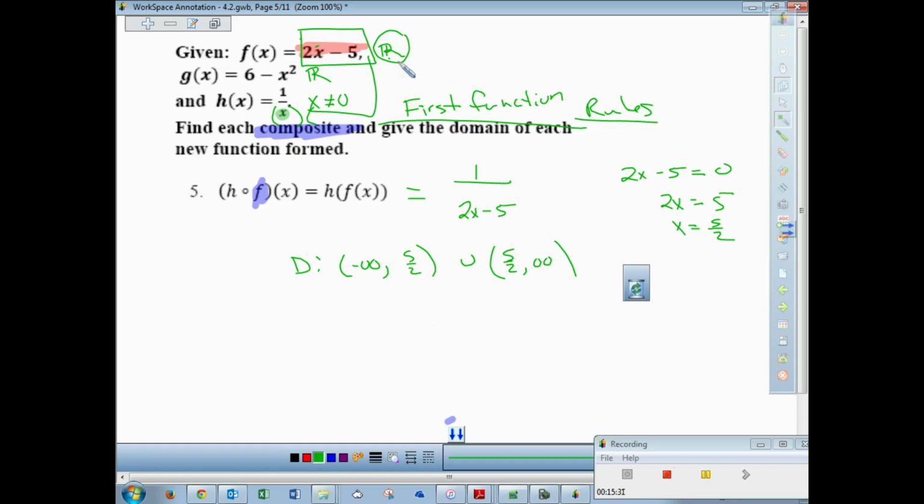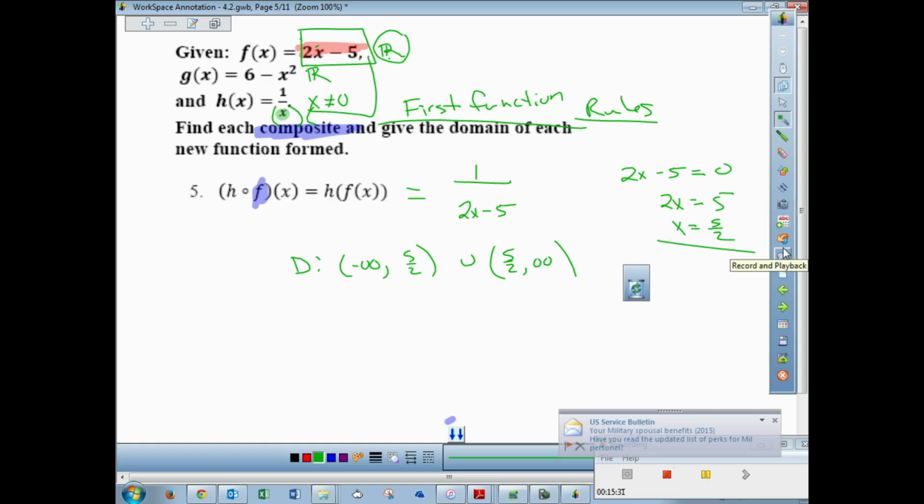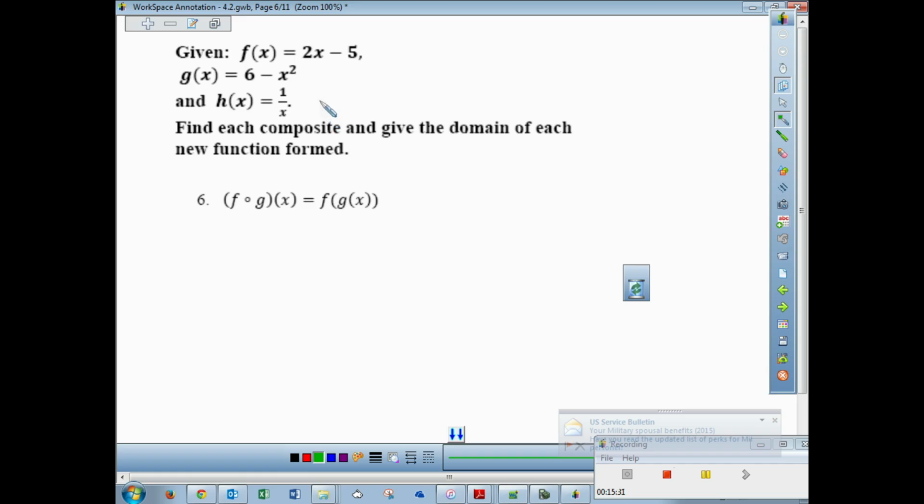F allowed me anything I wanted. Once I put it into H, I had a problem because I put stuff downstairs. What was the problem? 5 halves. That's the problem. Let's try that again. Again, x can't equal 0. Everybody else is all reals.